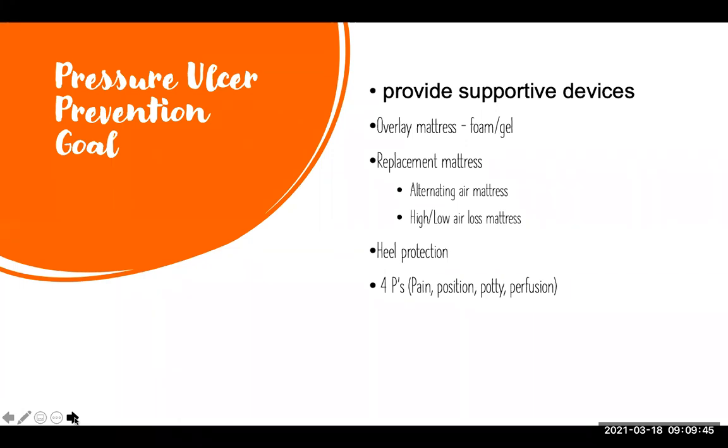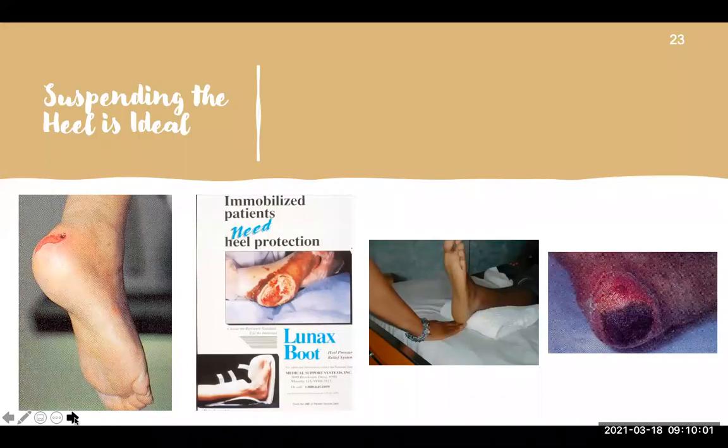The 4 P's is one way to think about it. Assess for pain, position, check for potty issues, and then look for perfusion problems like areas of hyperemia, for example. Okay. So again, I just talked about that. Suspending the heels. These are good examples of what can happen when you're neglectful and not assessing pressure points. And the heels are high areas of pressure injury. So you need to make sure you're checking those heels and elevating them when they need to be.